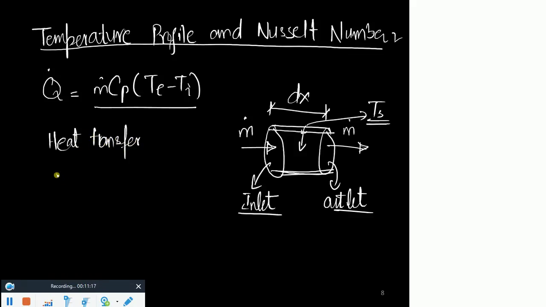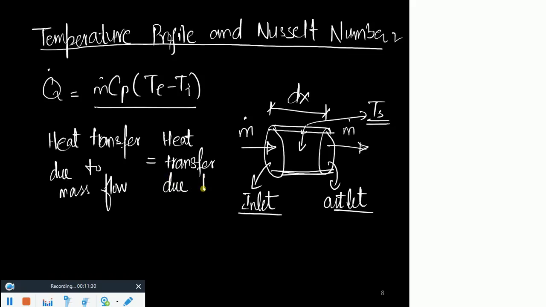So heat transfer due to mass flow, and the other part is heat transfer due to conduction. Just see, obviously there would be no heat generation inside the pipe, right? We are not going to store any kind of heat as well. So whatever is coming inside this pipe, that has to be taken away.